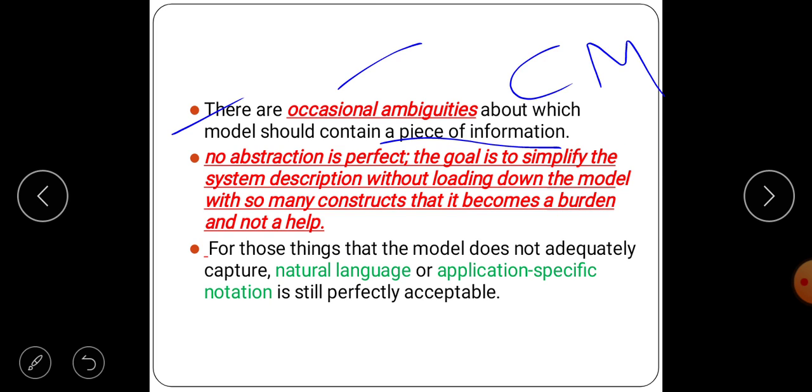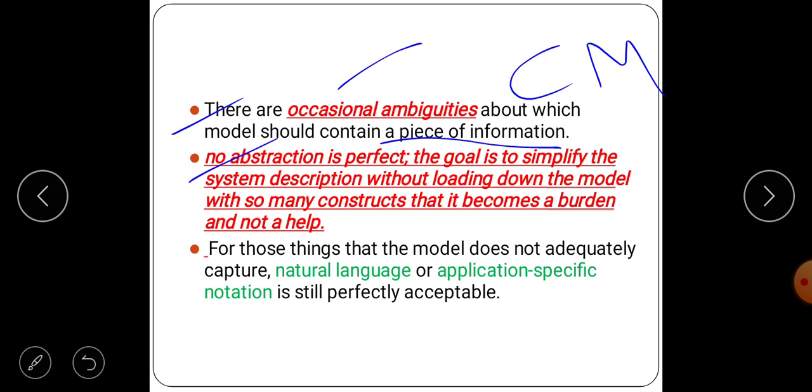No abstraction is perfect. We know what abstraction is: we mention only the important points and we do not give the detail for that. That is abstraction. So they are telling that no abstraction is perfect.